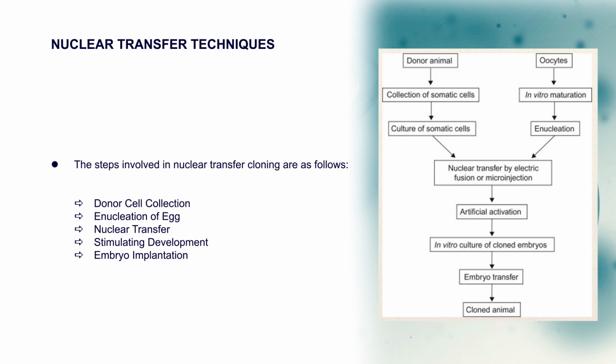In the fifth step, embryo implantation is done, where the developing embryo is transferred into a surrogate mother's uterus for gestation and normal development. If it is successful, a genetically identical offspring will be born.